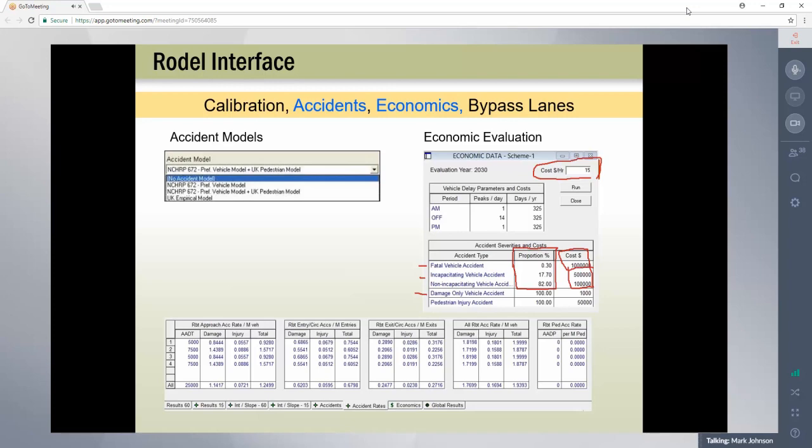It'll give you the types of crashes that occur, which is approach crashes, entering circulating, exit circulating, and then all crash types, as well as the PED crash types are output, as well as you can get those in rates, as well as just the pure number of crashes. And then, of course, the associated costs with those will be calculated as well.